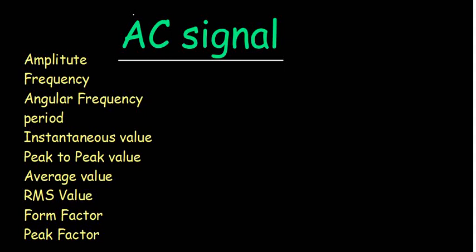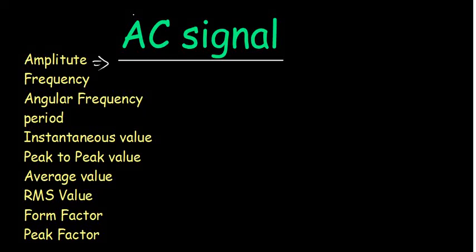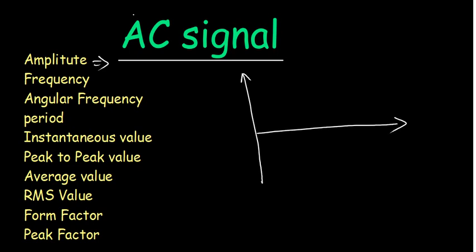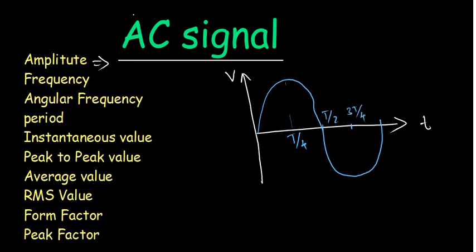And let's talk about what is amplitude. The definition for amplitude is the maximum value measured from zero. So let me draw a simple sinusoidal waveform. So this is like a sinusoidal waveform, and this is T by 4, this is T by 2, 3T by 4, and this is T.